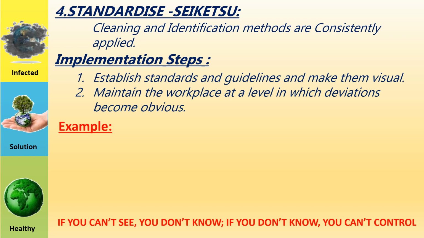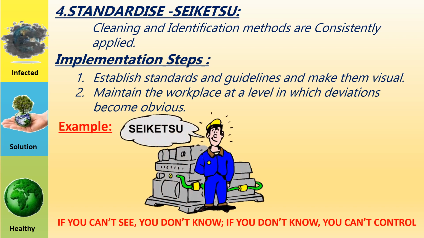And we need to maintain the workplace at a particular level. What we establish as standards and guidelines, based on that we need to maintain the workplace without any deviations. Some deviations might be there, those need to be identified and resolved. To explain in a simple manner: if you can't see, you don't know. If you don't know, you can't control.